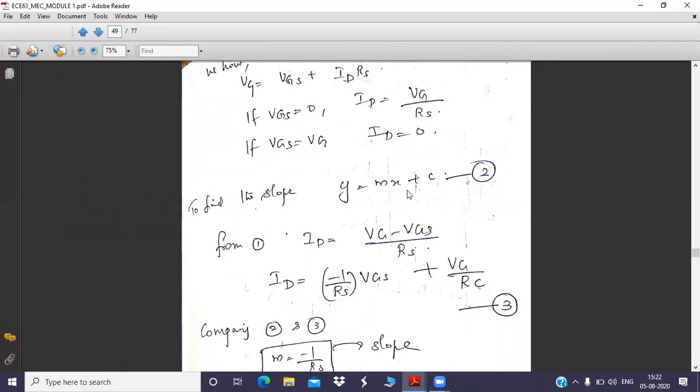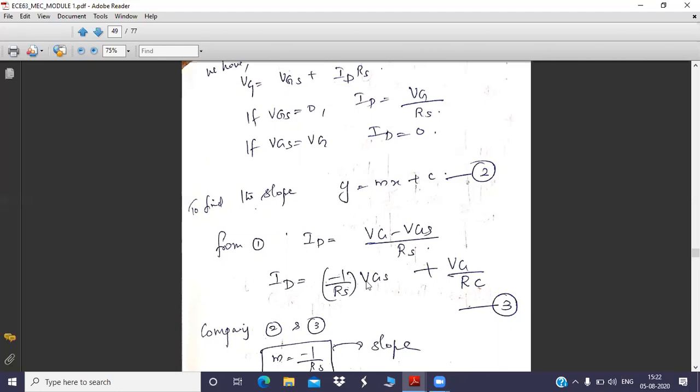Now I'm trying to compare these two equations, 2 and 3. From this equation, which is our x? Can anybody tell which is our x? Something which we have plotted on the x-axis. What is that? VGS, sir. VGS. So this is our x, this is our y. The one parameter that is coming along with the x, that is m.